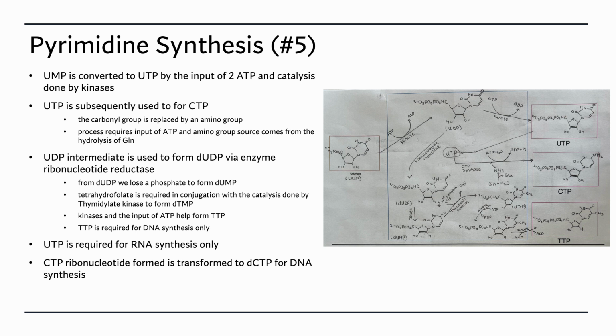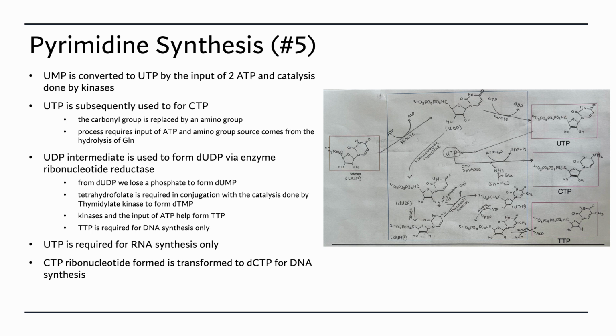Making TTP is a little bit more complex. First, the UDP intermediate is used to form dUDP via the enzyme ribonucleotide reductase. This enzyme helps go from ribonucleotides to deoxyribonucleotides. Then, from dUDP, we will lose a phosphate to form dUMP.